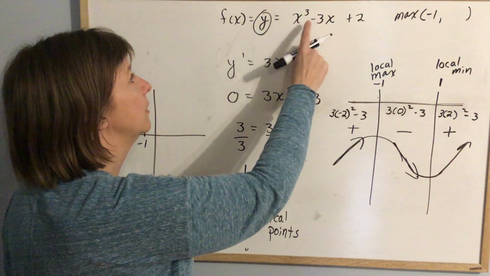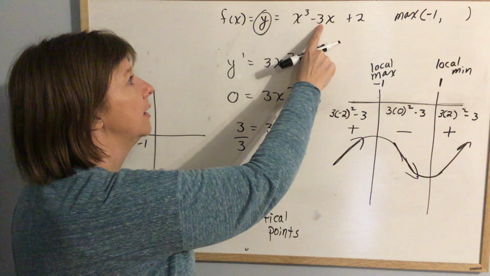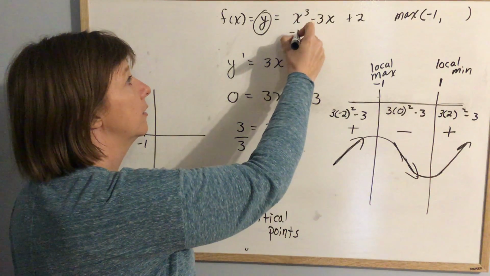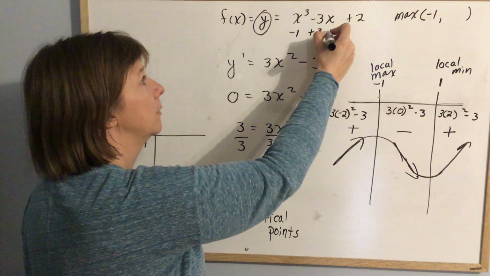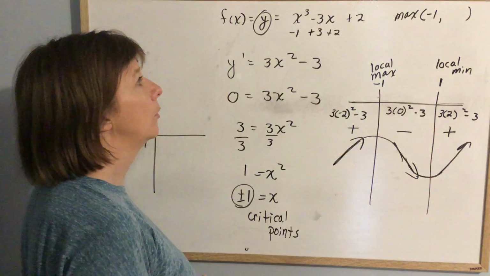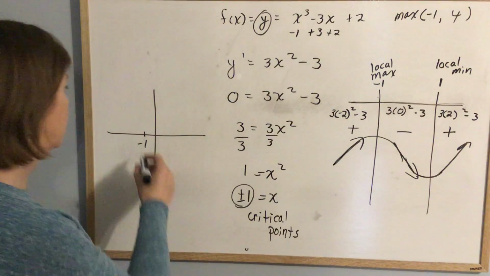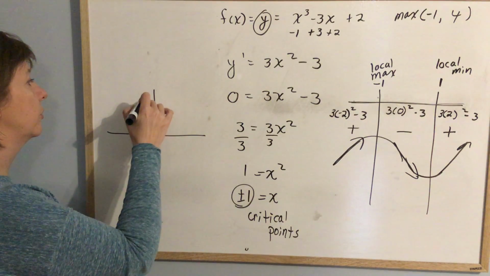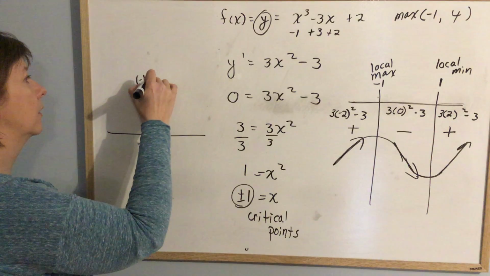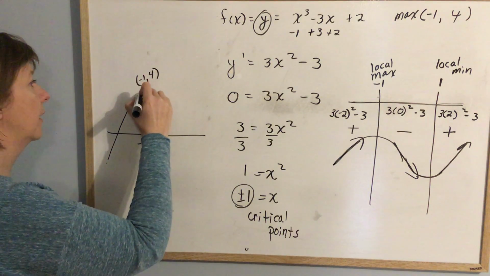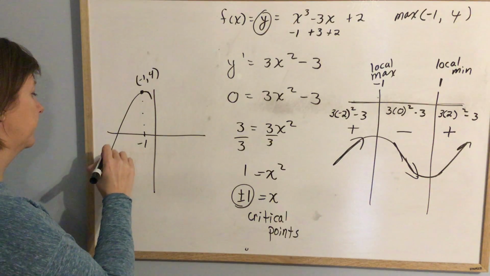-1 cubed is -1. -3 times -1 is positive 3. So I have -1 plus 3 plus 2. So that is 4. So I have a local maximum at -1 and 4. I have a local maximum. So I know it goes up and then it changes direction.